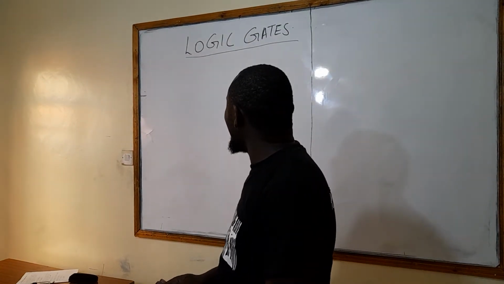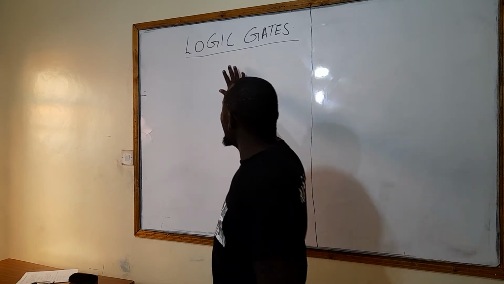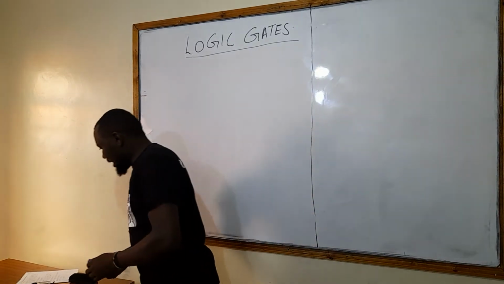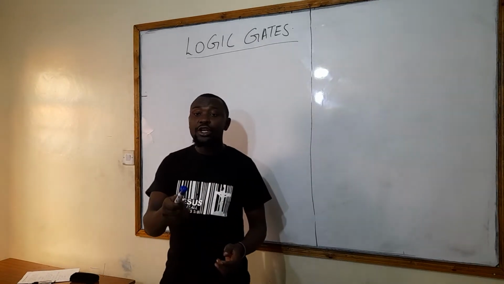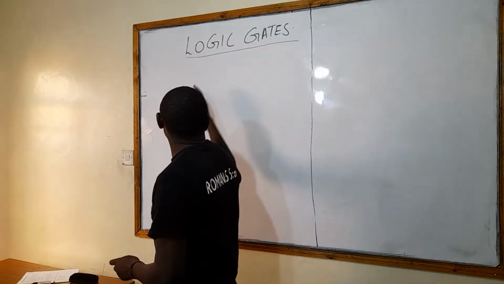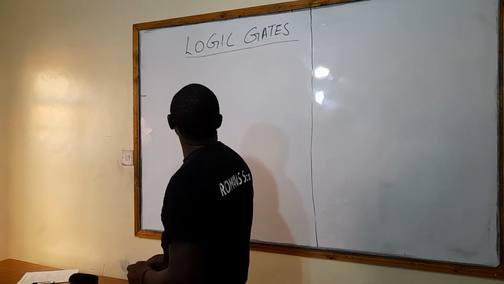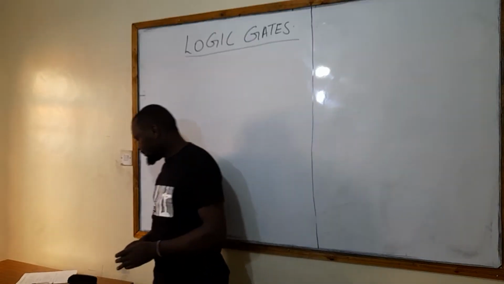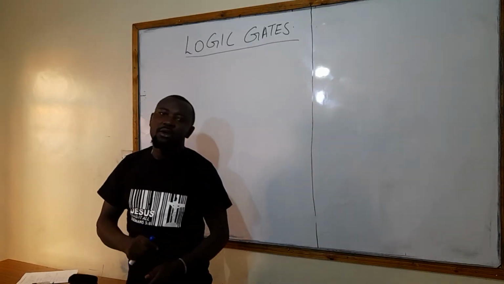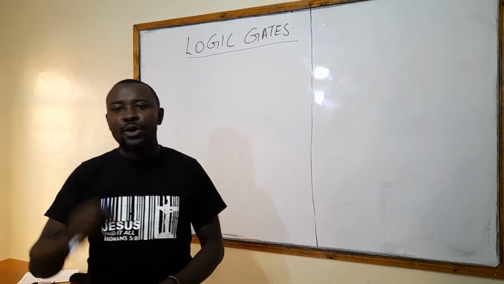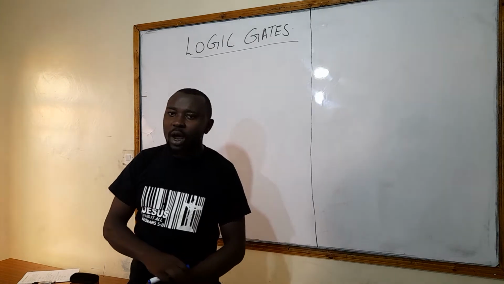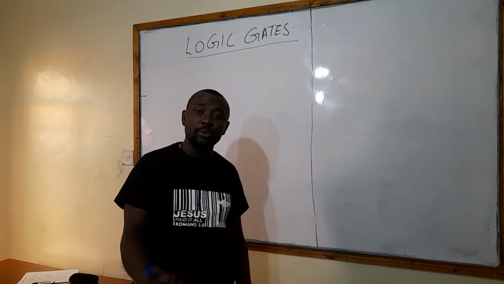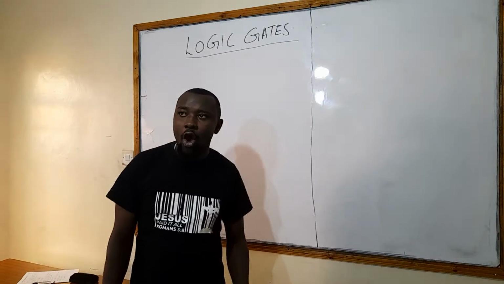My name is Abraham. Today we want to learn something new on logic gates. These are digital electronics. We'll talk of logic gates. So what is a logic gate? A logic gate is a circuit with one or more inputs but only one output.